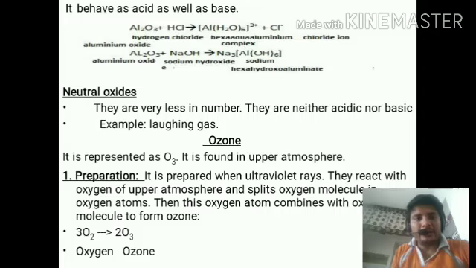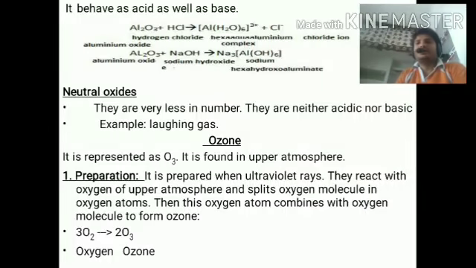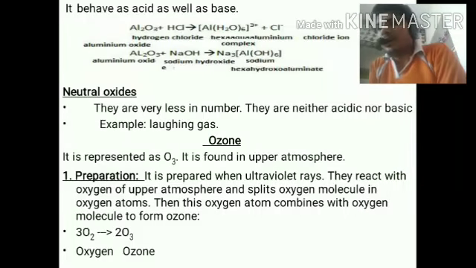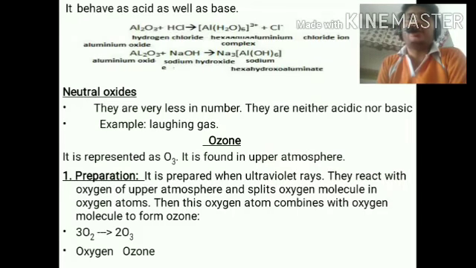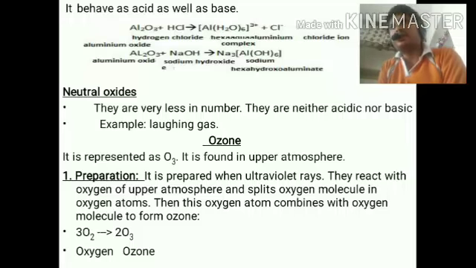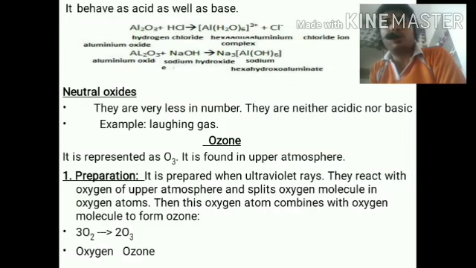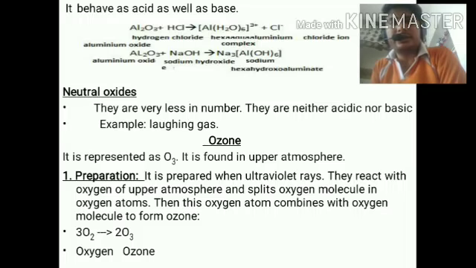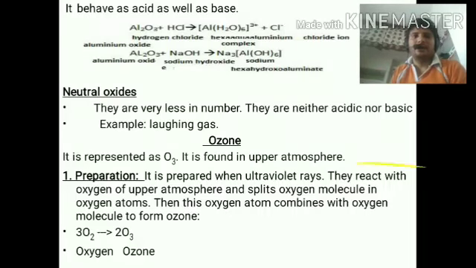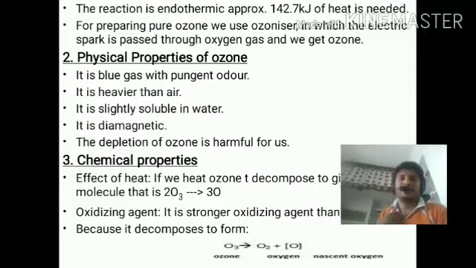How can it be prepared? There is 21% oxygen present in our atmosphere. When ultraviolet rays of the sun strike the oxygen, it dissociates into oxygen atoms, O. When an oxygen atom reacts with an oxygen molecule O2, it forms O3. That is given here. Okay, this is the simple preparation method. The ozone gas is formed.